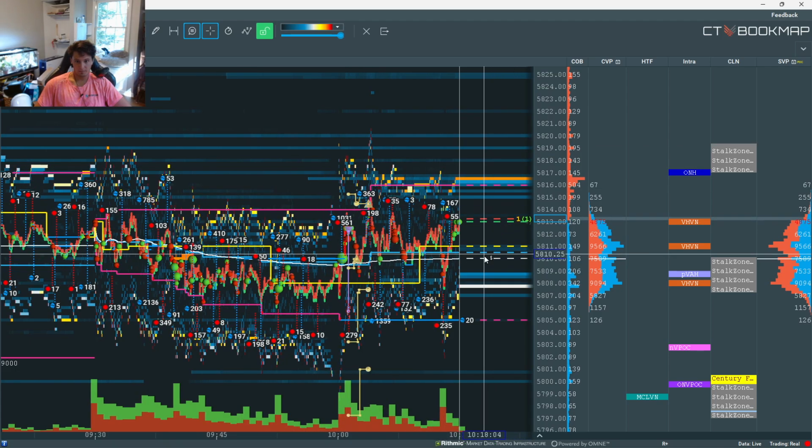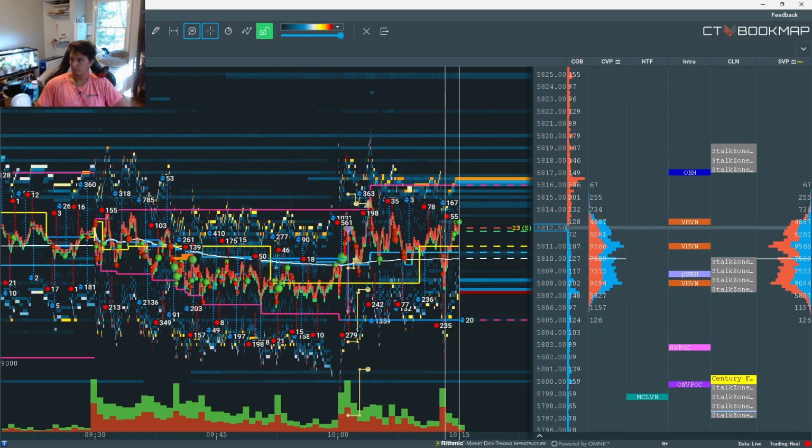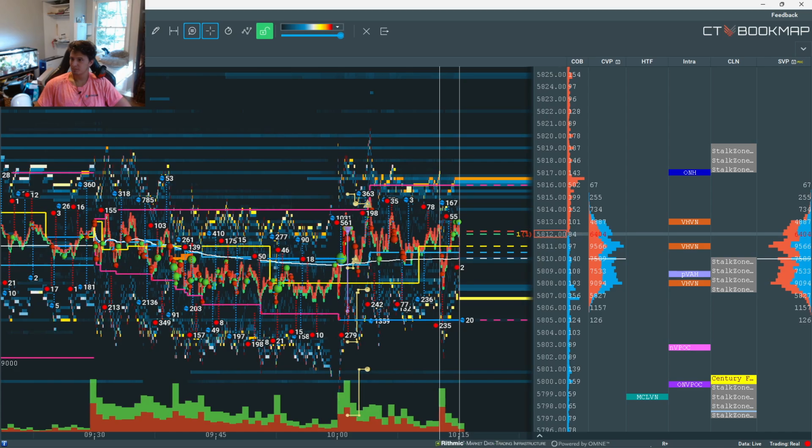Here's liquidity. Another test in the 13 up here, which is the outside edge.